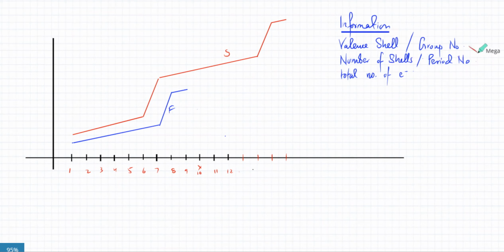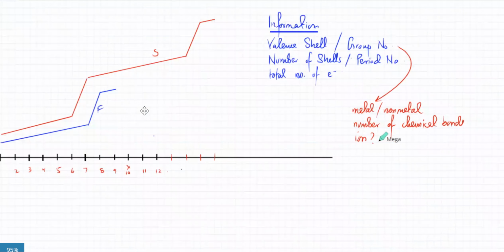The other more important thing about this is that if you know the group number, you can pretty much tell a lot about the properties of the atom. You can tell whether it's a metal or a non-metal. You can figure out the number of chemical bonds it's going to form. You can also figure out the ion that it will form. Like if you know that this is sulfur, it's in group 6, so you know it's going to form a -2 ion. So a lot of properties can be found by just looking at the group number.